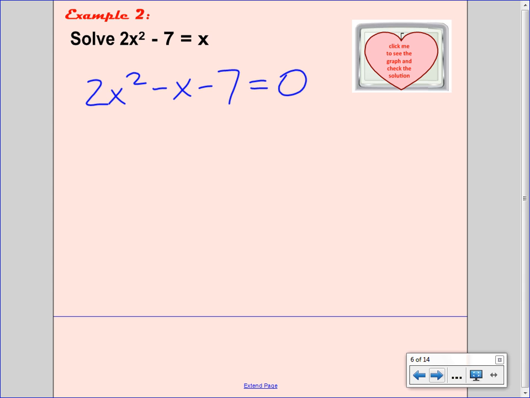All right, let's determine the values of a, b, and c. Well, let's see. A is the number next to x squared. 2. So a is 2. This one's a little tricky because it's an implied number. It's not actually written. What number is next to the x? It's a negative 1, so b is going to be a negative 1. And then what's c? Negative 7.